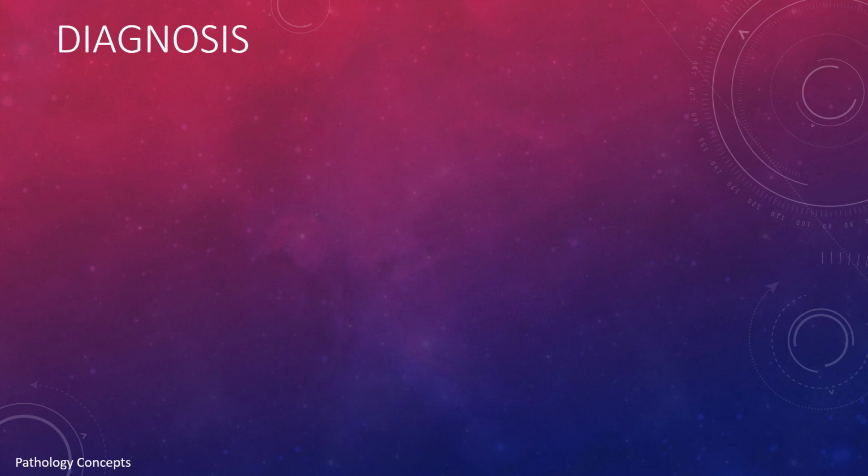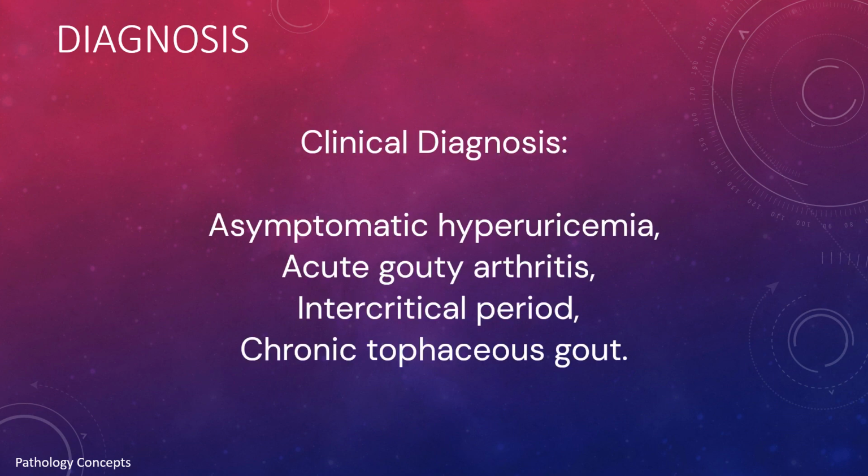Now let's learn about the diagnosis of gout. The first is clinical diagnosis. The clinical picture of gout is divided into four types. First is asymptomatic hyperuricemia. Second is acute gouty arthritis. Third is the intercritical period. And fourth is chronic tophaceous gout.